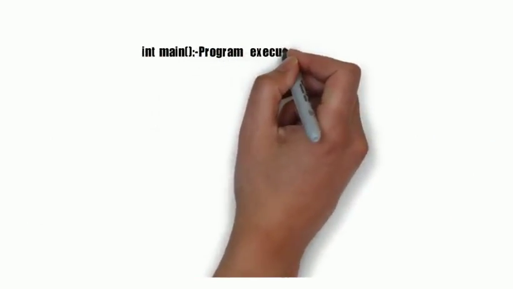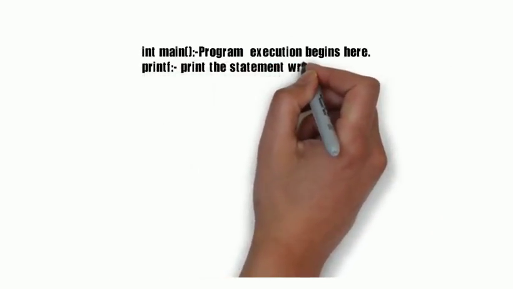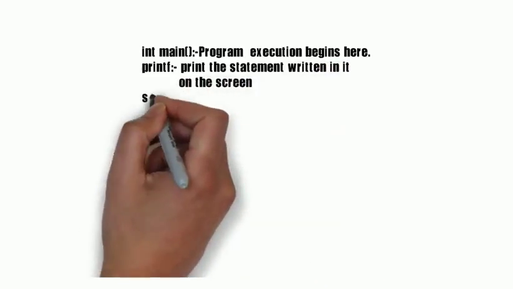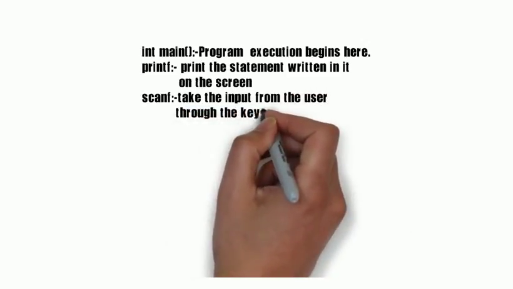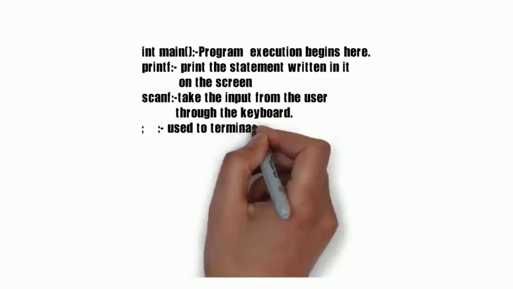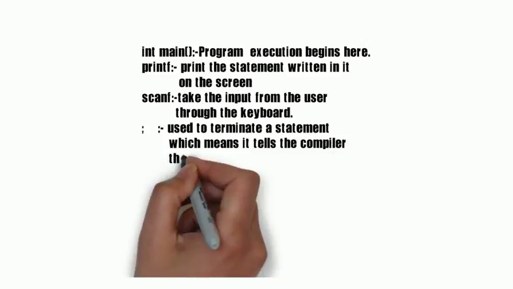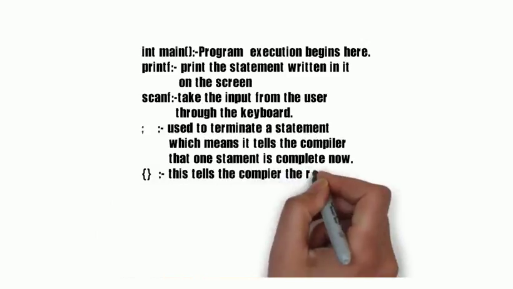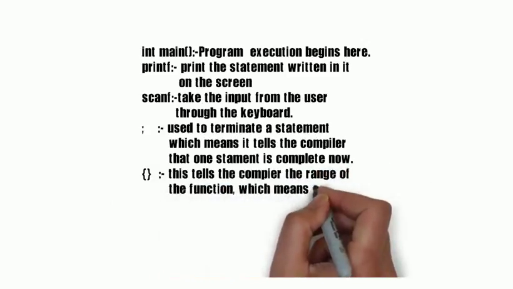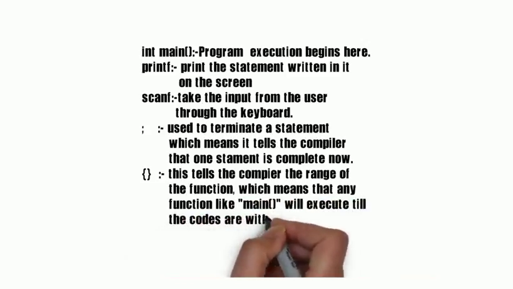Int main. Program execution begins here. Printf. Print the statement written in it on the screen. Scanf. Take the input from the user through the keyboard. Semicolon is used to terminate a statement, which means it tells the compiler that one statement is complete now. Curly braces tell the compiler the range of the function, which means that any function like main will execute till the codes are within this bracket.